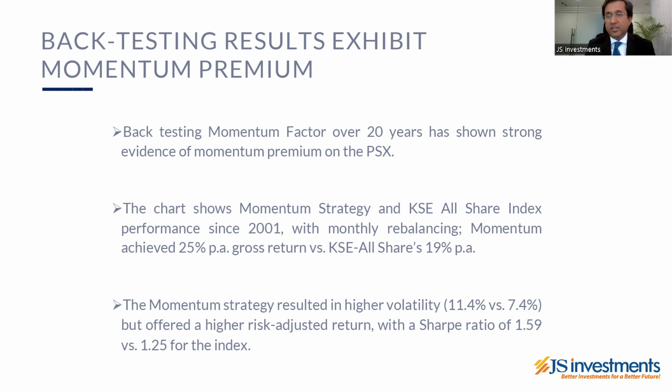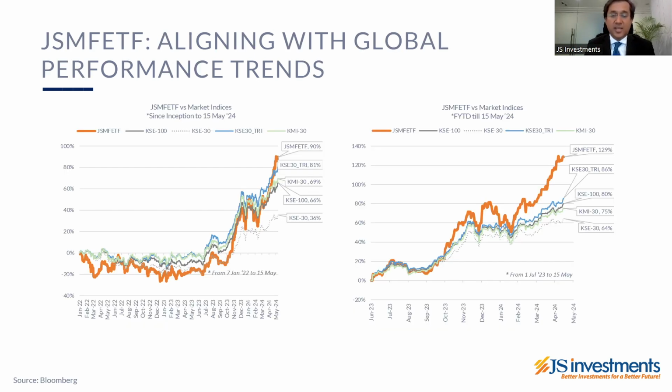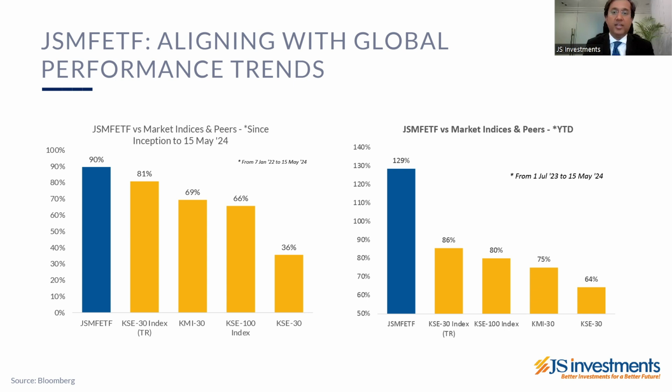And obviously, the performance of the fund since its inception, and especially since this rally began in June of last year, the returns are speaking for the momentum strategy itself. You can see in the line chart that the fund has phenomenally outperformed all the major indices. And over here, the bar charts give you a much clearer picture. 90% return since inception. The fund was launched in January of 2022. And on the right-hand side, you can see the performance since last year, which is returns from fiscal year to date, 129%.